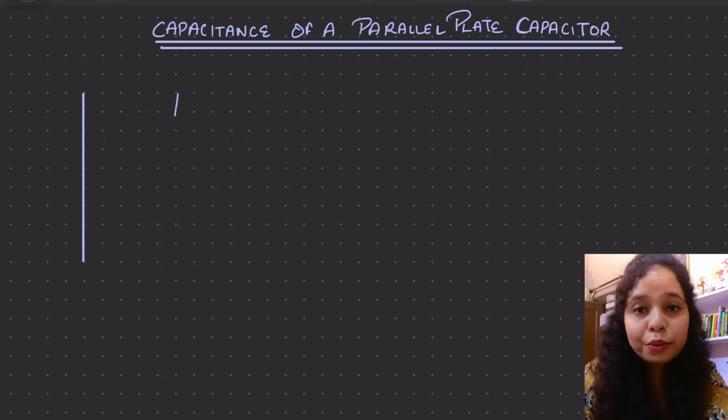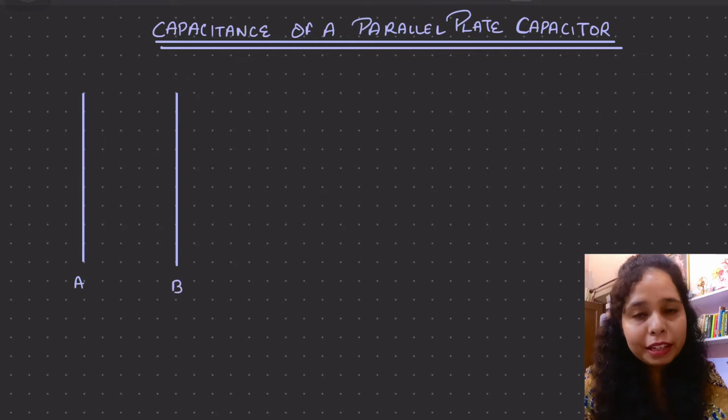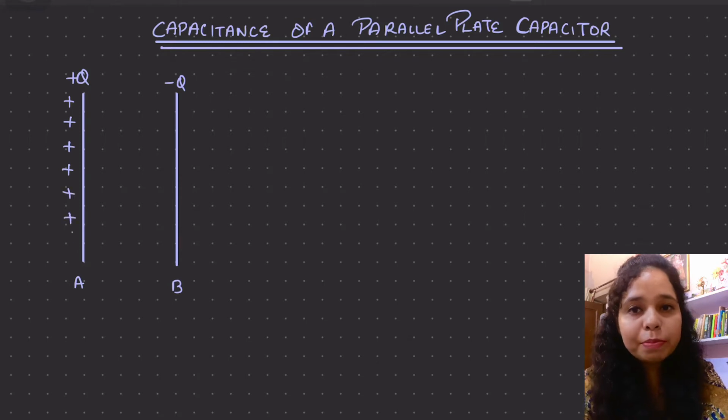First of all, we need to consider two metallic plates parallel to each other and separated by a small distance, such that the first plate is marked as plate A and the second plate is marked as plate B, and plus Q charge is spread over plate A and an equal amount of negative charge is spread over plate B. So this is forming our capacitor.